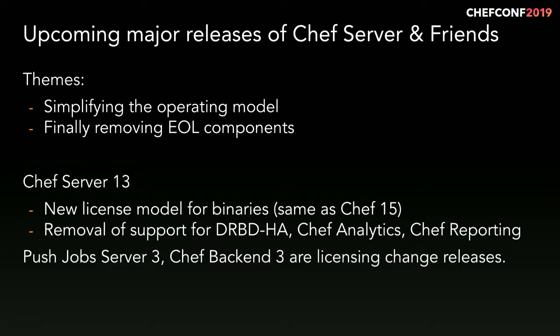Also, as we mentioned, the DRBD-DHA is being ripped out. Major version numbers are the time when you get to do all this disposal of things that are holding you back. So a lot of what's going on in the near term is these cleanups, Chef reporting, Chef analytics. They're not all gone, but enough of it's gone to simplify a lot of our process. And yes, everything else will be released with the licensing model that the rest of the Chef Infra product suite is having. We're also going to be releasing Push Jobs Server 3, Chef Backend, with similar licensing changes.